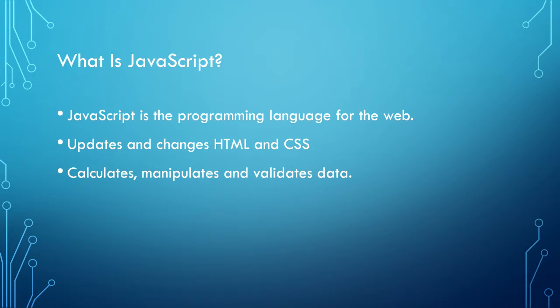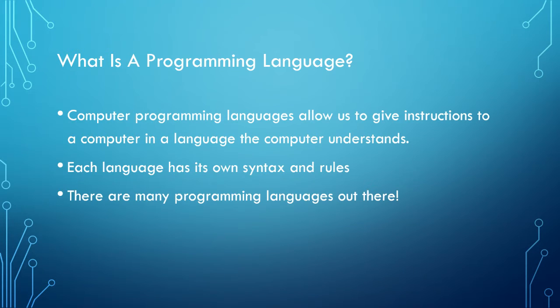So what is JavaScript? JavaScript is the programming language for the web. It updates and changes HTML and CSS, calculates, manipulates, and validates data. And I said before in the HTML video that JavaScript is the behavior of the web page. A programming language allows us to give instructions to a computer in a language that the computer understands. Each programming language has its own syntax and rules. And there are many programming languages out there. For example, you may have heard of C++ or Java, Ruby, or maybe even Python. So let's get started in JavaScript.